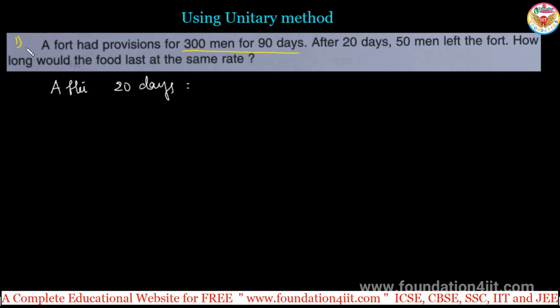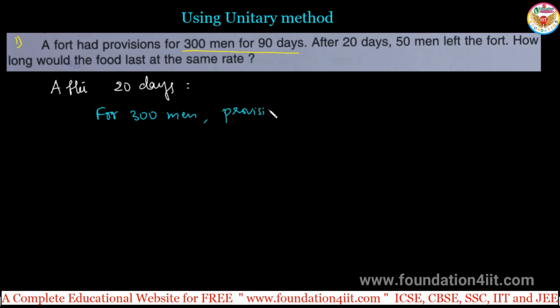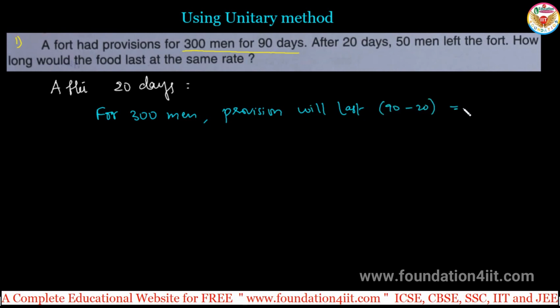After 20 days, for 300 men the provision will last 90 minus 20, that is 70 days, because 20 days are over. That means after 20 days, the food is sufficient for 300 men for 70 days now.